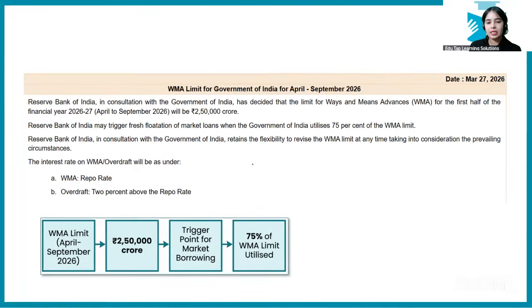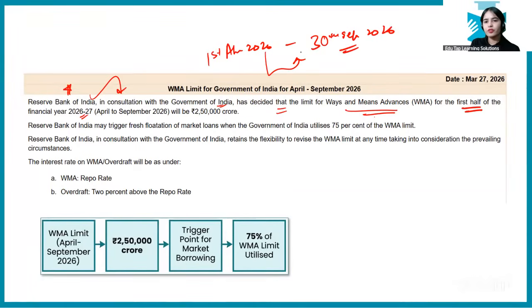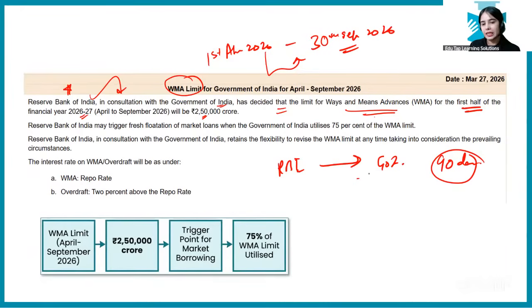That is the idea. Reserve Bank of India, in consultation with the government of India, has decided the limit of ways and means advances for the first half of the financial year 2026-27, that is from 1st April 2026 to 30th September 2026. For the first half of the financial year, 2,50,000 crore will be the limit for the ways and means advances. So this much the RBI can lend to the government of India for 90 days. The money has to be returned within 90 days, and the government of India has to pay interest equal to the repo rate.